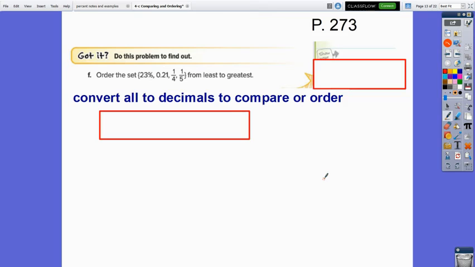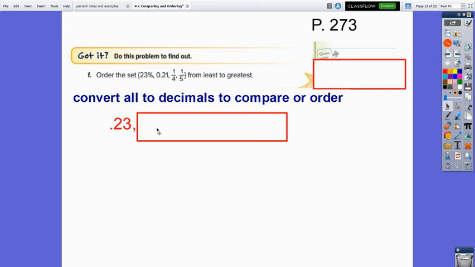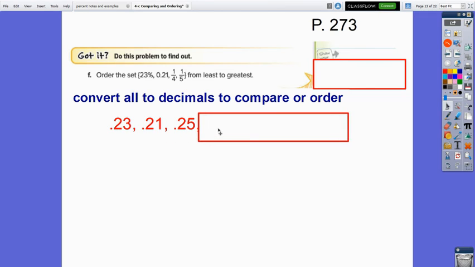Okay, so we got two more of these to do, I think. Order this set: 23%, 0.21, 1/4, and 1/5. Okay, and again, they all need to be in the same format to compare them, so make them all decimals. 23% as a decimal is 0.23. 0.21 is already a decimal. 1/4 as a decimal, you're supposed to know that one, 0.25. And 1/5 as a decimal, you really should know that one too. That's 0.2. If you didn't know it, do 1 divided by 5 in your calculator.